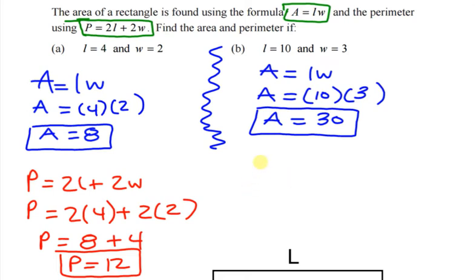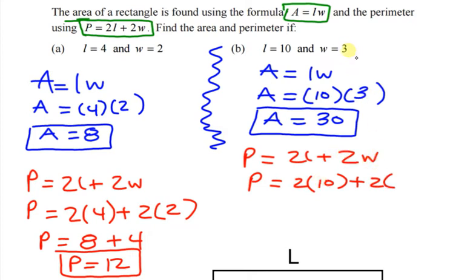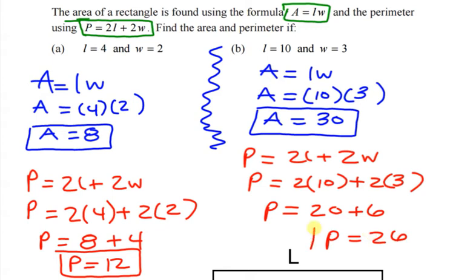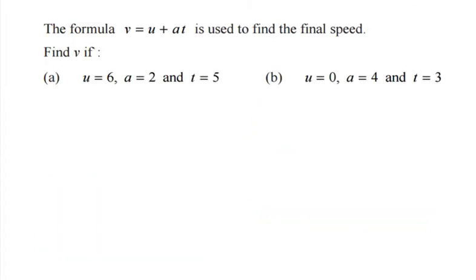All right, now let's do perimeter. Perimeter equals 2L plus 2W. Perimeter equals 2, instead of L, we're going to do 10, plus 2, and instead of W, we're going to do 3. So perimeter equals 2 times 10 is 20, plus 2 times 3 is 6. So perimeter equals 26. And again, you'll want to make sure that you pause the video and go back and write all this down. All right, let's try another one.